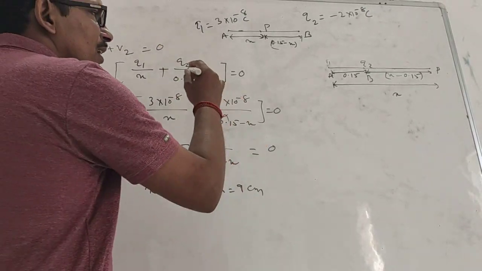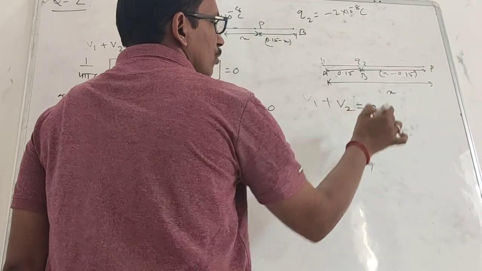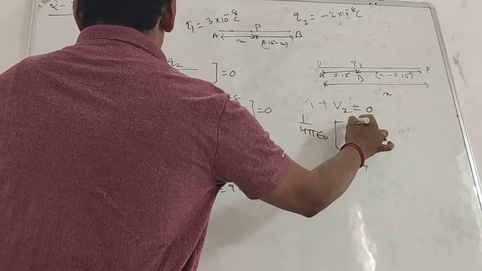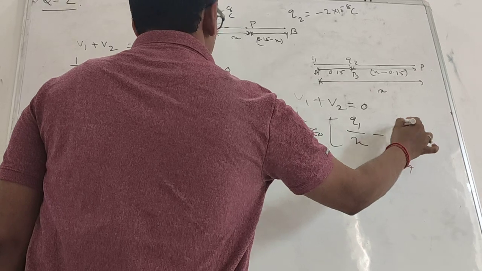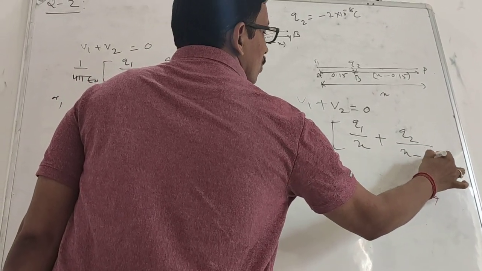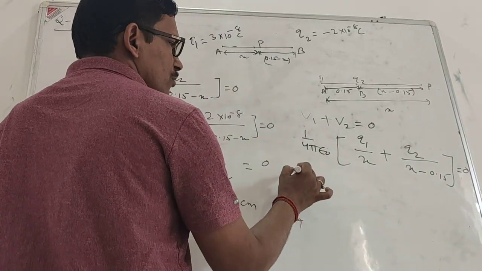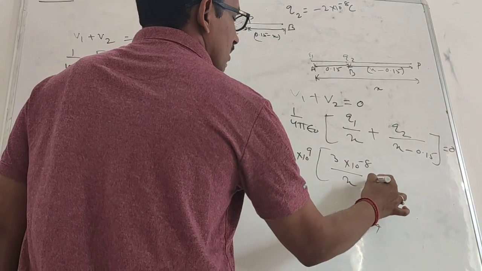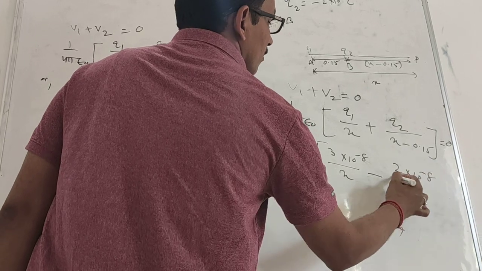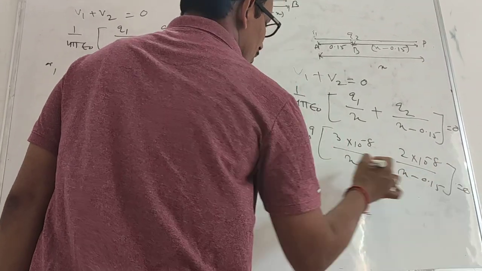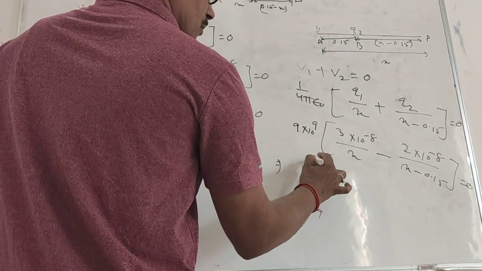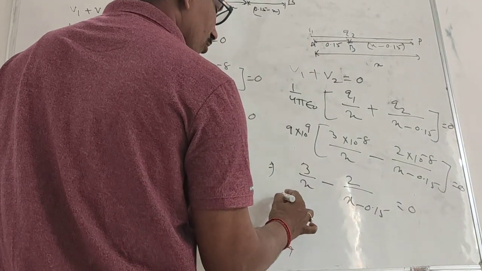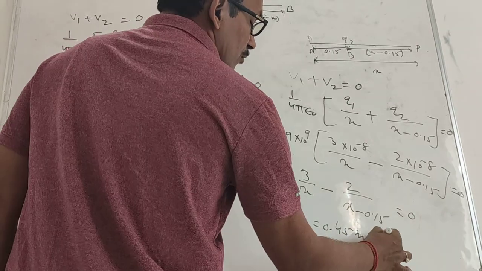So in a similar way, again you will apply V1 plus V2 is equal to 0. So V1 will be 1 by 4 pi epsilon naught Q1 by x plus Q2 by x minus 0.15, that is equal to 0. Now put the values. 9 into 10 to the power 9. Q1 is once again 3 into 10 to the power minus 8 divided by x. This is minus 2 into 10 to the minus 8 divided by x minus 0.15, that is equal to 0. In the similar way as before, 3 by x minus 2 by x minus 0.15, that is equal to 0. After solving, you will get x equal to 0.45 meter, that is equal to 45 centimeter.